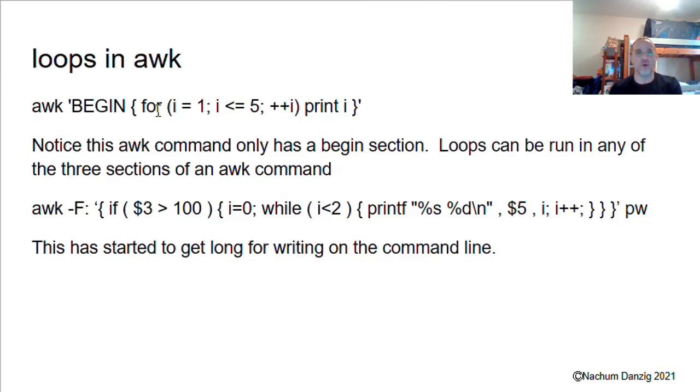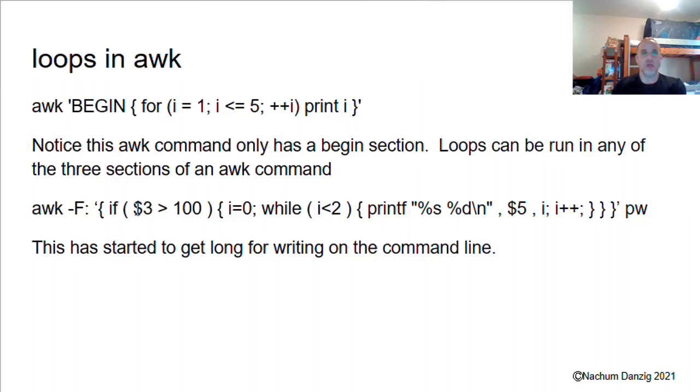So it's going to do a loop: for i equals 1, as long as i is less than 5, i++. Well, no. If it's less than 5, it's going to go, so when it gets to be 6, it will stop. So it's going to print 6. Notice that this awk command has only a BEGIN section, but loops can be run in any of the three sections of an awk command.